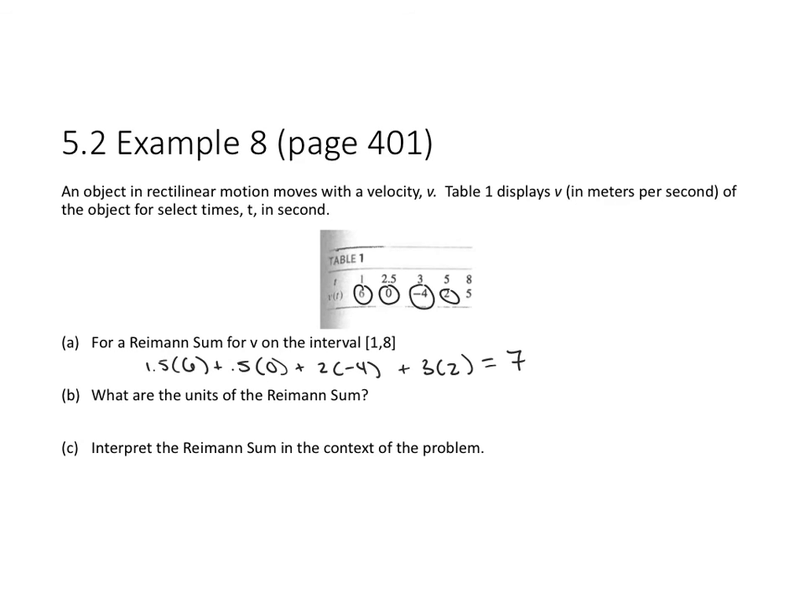Now I need to come up with the units. So my velocity is in meters per second, and my time is in seconds. So when I get that, it's meters. So this is 7 meters. So let's interpret what that means. It's the displacement of the object. So its net displacement is 7 meters. If you're thinking about this in terms of work in physics, its work would be 7 meters because the negative takes away and the positives add. So the net displacement is going to be 7 meters.